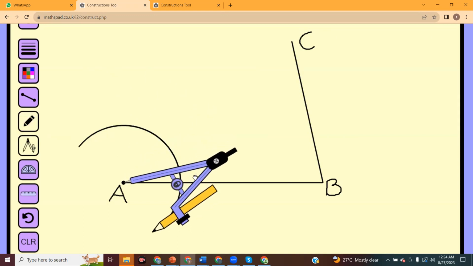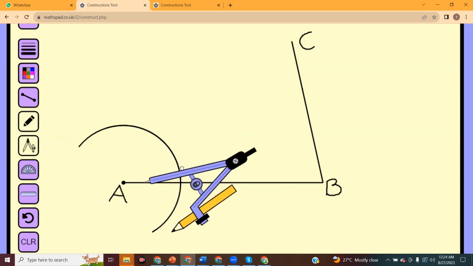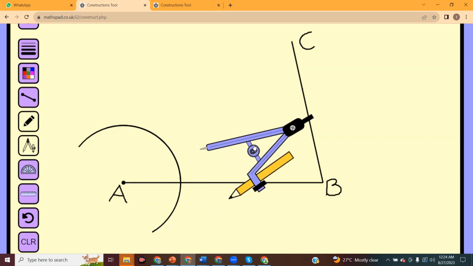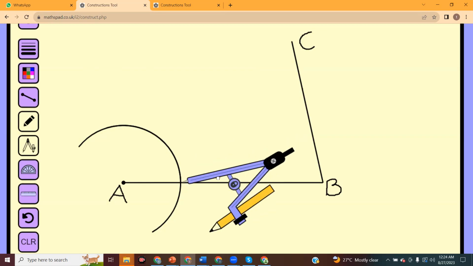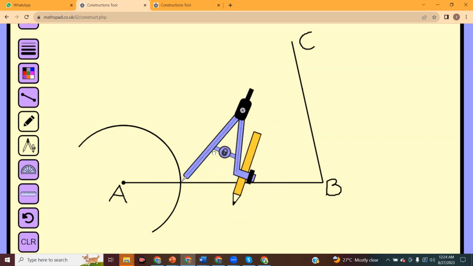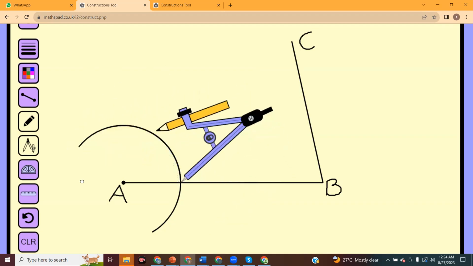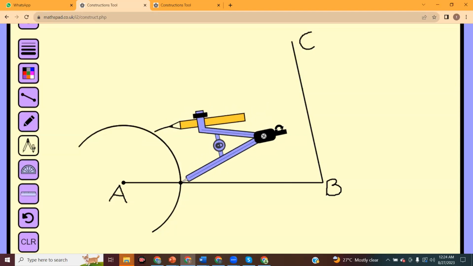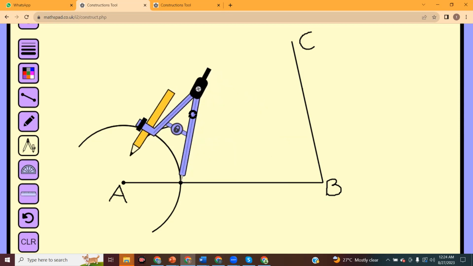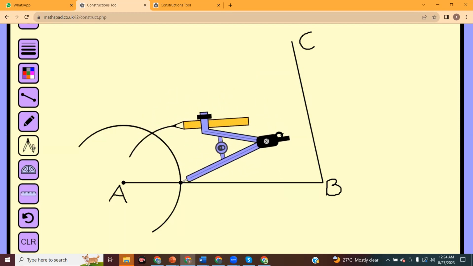All right, excellent. Next, we keep the compass the same size. We do not change the size of our compass. We do not adjust its size. So next, we go to where the arc intersects with line AB. And so let's go here and we put our tip right there. And so we're going to go to the side and we're going to draw an arc that cuts the first arc. And so let's do that. And so this is the arc right here that cuts the first arc.